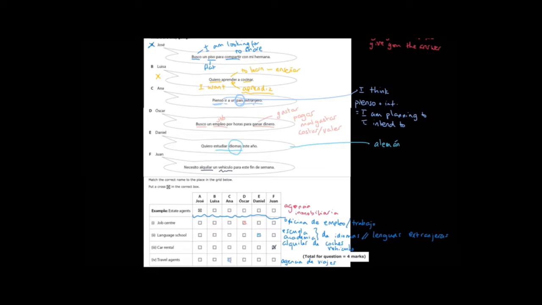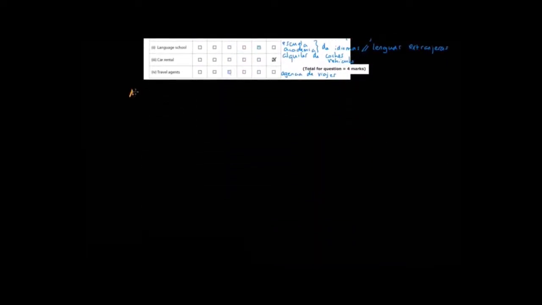Now, the one thing I wanted to talk to you about is words like quiero or necesito. These are what we know as modal verbs. Modal verbs are verbs which in Spanish are followed by an infinitive. What's that? Remember, that's the form of the verb that ends in AR, ER, or IR, depending on the verb.